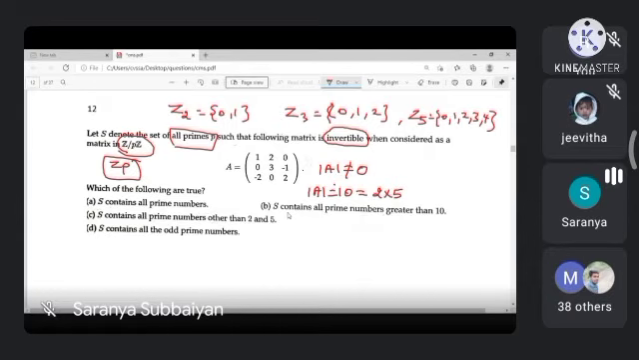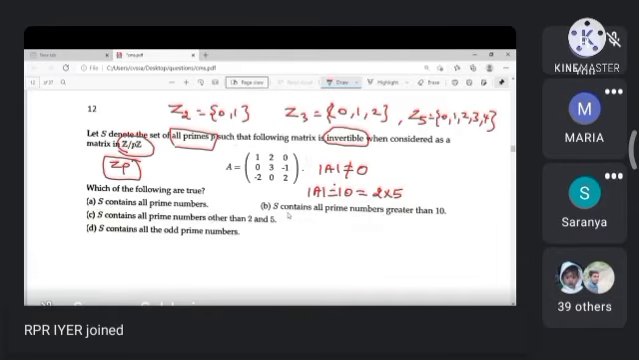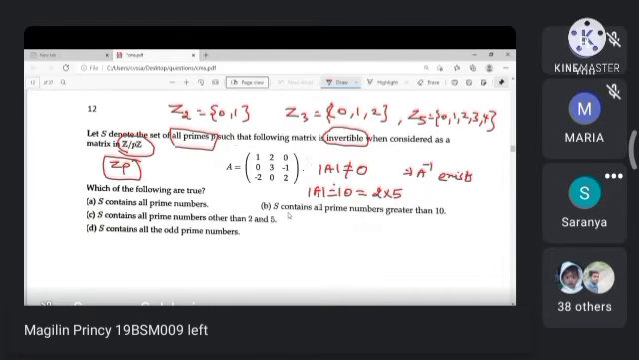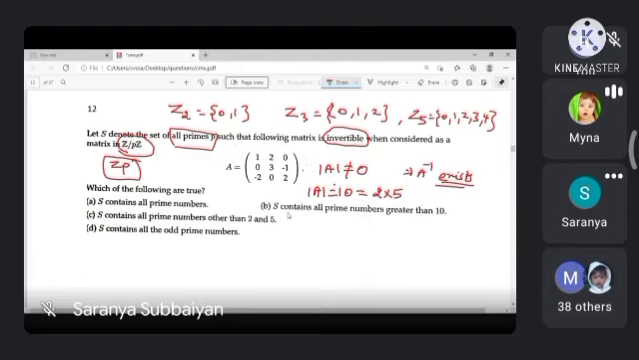In Z2, what will happen? The determinant of A will become 10 mod 2, which is 0. In mod 5 also, the determinant of A will become 0. So except 2 and 5, for all the remaining primes the determinant is not equal to 0. It means the inverse exists. See, the determinant of A is equal to 10, correct?